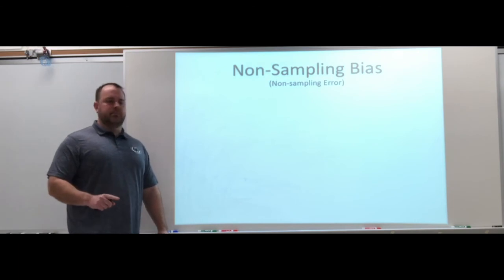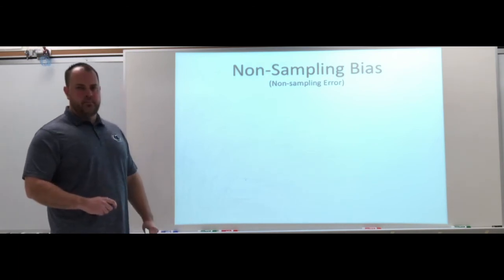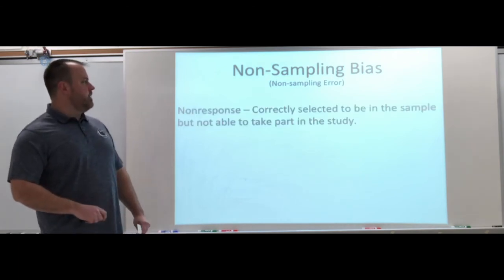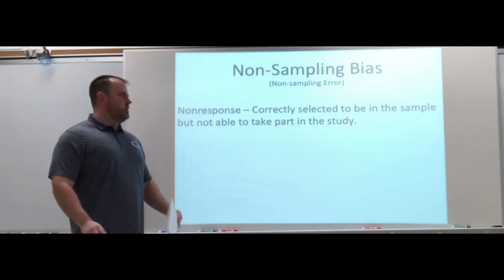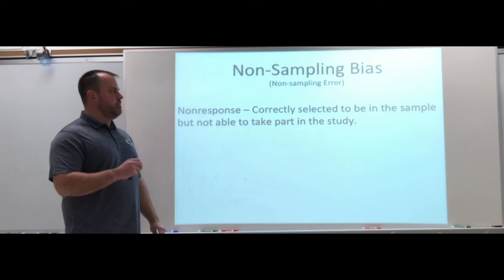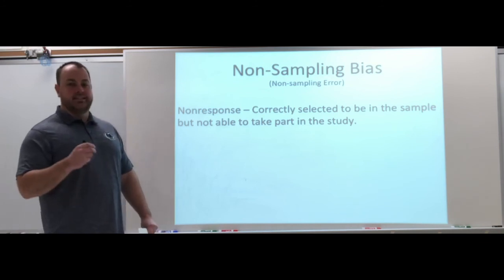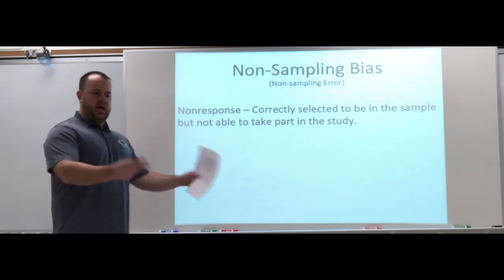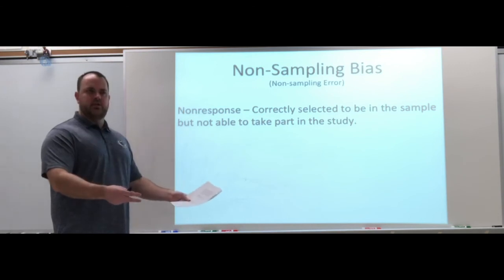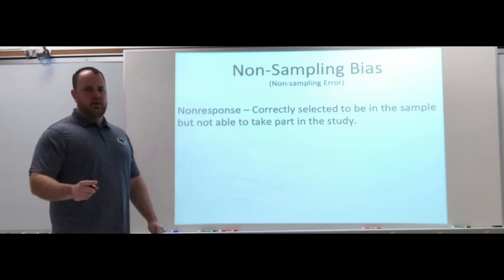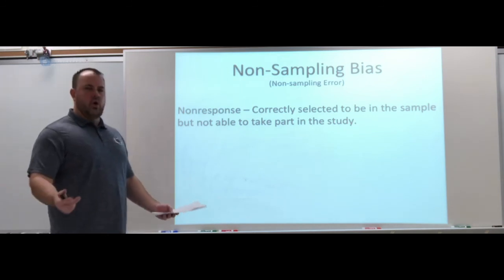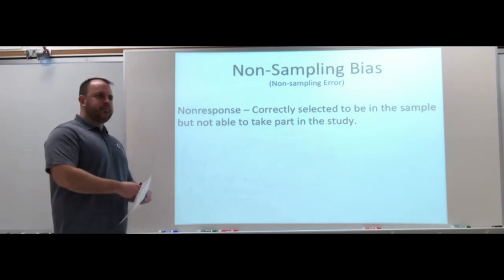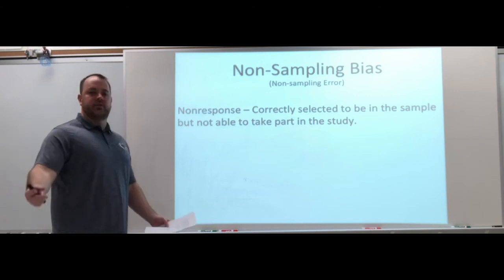Now, non-sampling bias or a non-sampling error, this would be from non-responses. In this course, we're not going to focus too much on this, but I do want to say it one time. These are the people who are correctly selected to be part of your sample. We have our sample, it represents the population, but the problem is people aren't answering our survey. This happens a lot in long-term studies, when you have studies that are going for years and years.